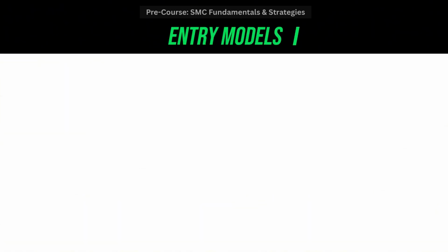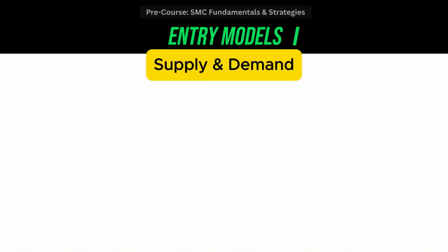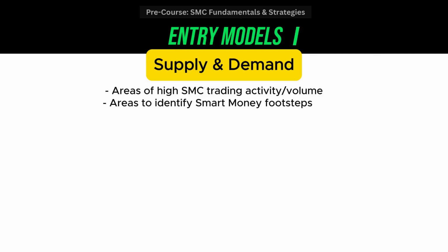It's time to learn the trading entry models. The first one we are going to cover is supply and demand. Supply and demand zones are price levels or areas where smart money is most actively trading, with the largest volume. That helps us identify these levels and follow the smart money's footsteps.